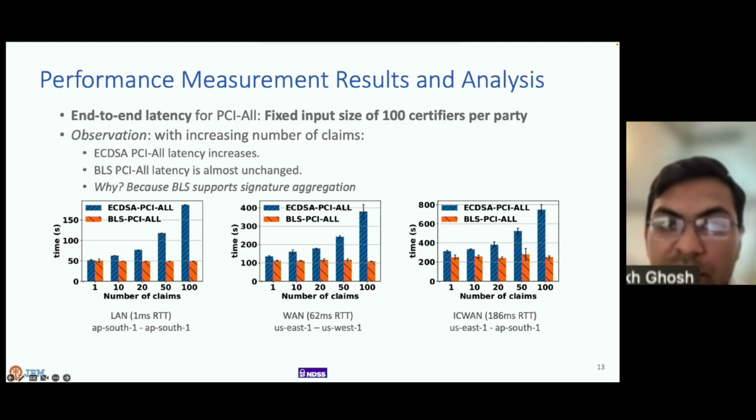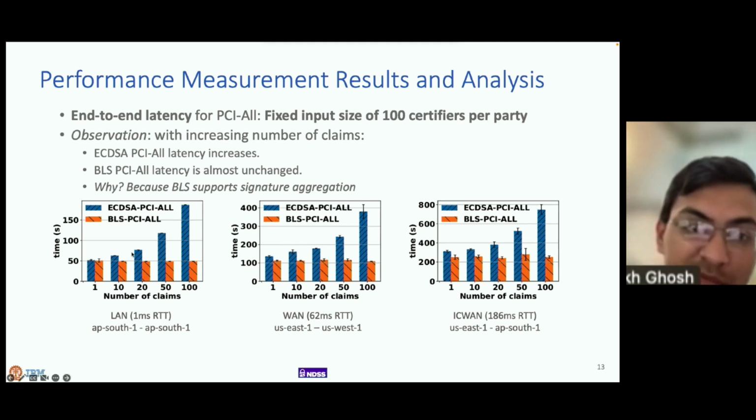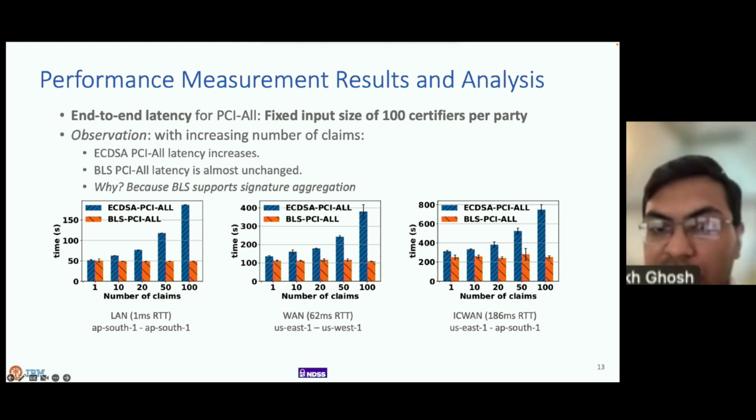Now let us go through some of the performance results of PCI. So these 3 plots show the end-to-end latency for PCI-All with a fixed input size of 100 certifiers per party. And this is done for LAN, WAN, and intercontinental WAN setups with latency varying from 1 millisecond to 62 milliseconds to 186 milliseconds, which are the round trip times. So the key observation here is that with the increase in the number of claims, the end-to-end latency of PCI-All for ECDSA signatures increases. However, the same for the BLS signature scheme stays unchanged.